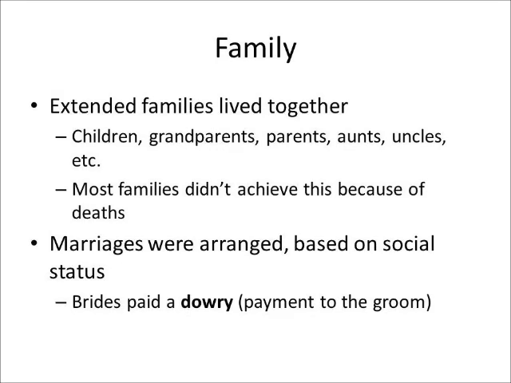Marriages were typically arranged, which means the parents decided who was going to marry whom when the eventual married couple was very young. And it was typically based on social status. So if you came from a family of shoemakers, for example, you were probably going to marry someone from another family of shoemakers or leather makers or what have you. And brides, to this day in India actually, in many cases, paid what's called a dowry. And that is a payment to the groom or to the groom's family in exchange for his hand in marriage.